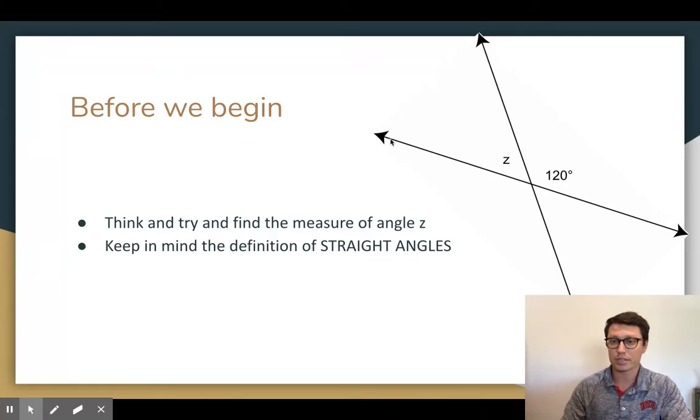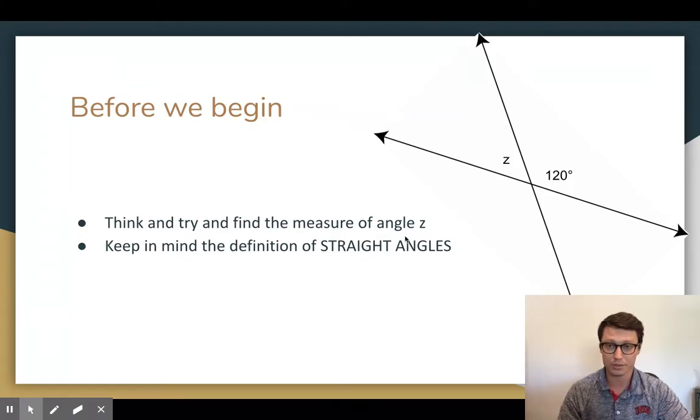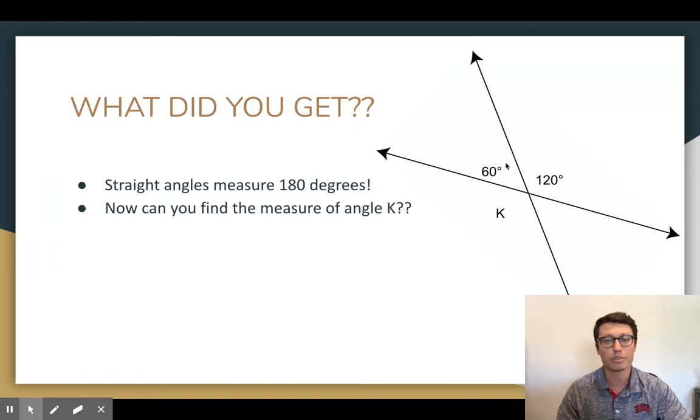Think, angle Z creates a straight line here. Angle Z plus angle 120 makes a straight line. And if we keep in mind the definition of straight angles, what can we think that angle Z is going to be? Pause, work. Cool. What did we get? I hope that you got the answer that it is 60.